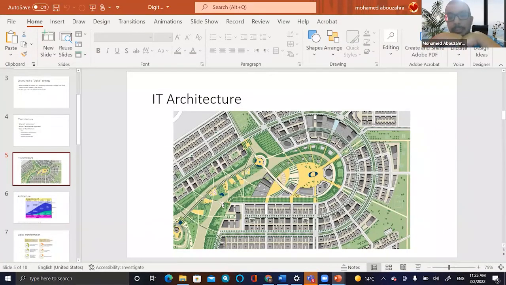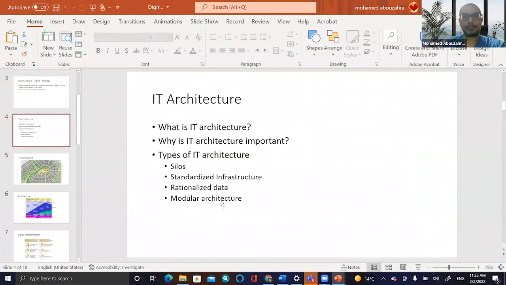Okay. So again, an IT architecture is the collection of systems that are used by the company and how these systems are connected together, or how these technologies more generally are connected together, how they work together to serve the mission of the company. Okay. All right.